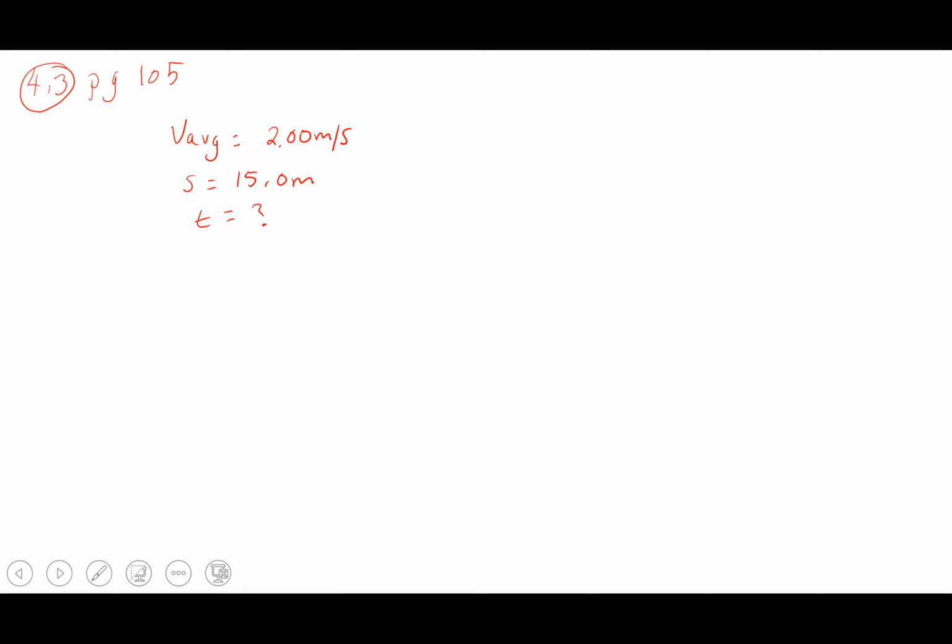Now, if you look back over at your formula sheet, formulas on page 105, and I'll give you these formulas for the test, okay, so you don't have to worry about that. If you look at that, we know we're looking for time, we know we have average velocity and displacement, so you look over here for average velocity and displacement and what you can use, okay? So let's look at the formula. So S equals V average times time. That's our basic formula, okay?